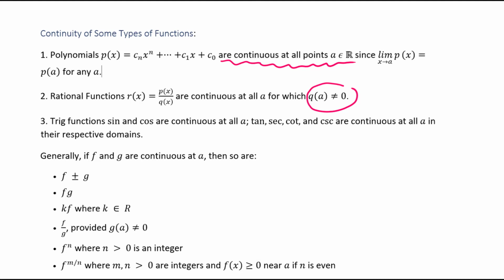Generally, if f and g are continuous at a, then so are the sum of the two continuous functions, the product of two continuous functions, and a constant times a continuous function. F over g is continuous as long as g at a is not equal to 0. A function raised to a positive integer is continuous, and a function raised to a rational power m over n, where m and n are both integers, is continuous, and the function must be equal to or greater than 0 when you're taking an even root.